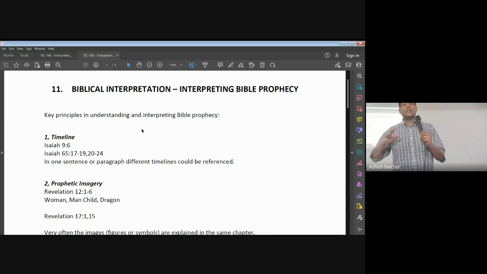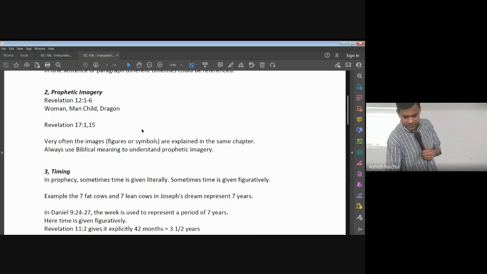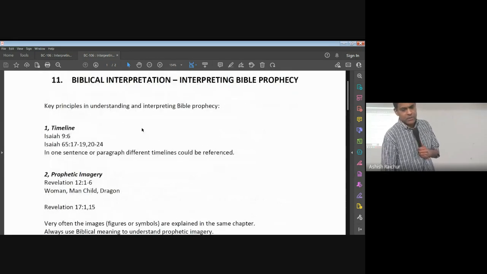So between Isaiah 9:6, the child is born, and the government being on his shoulder, is a long time. So if you don't understand the prophetic timeline, we can get mixed up. So when we are studying prophetic scriptures, we have to look at the timing. Sometimes timing is explicitly given. That's point number three. We'll come to that.